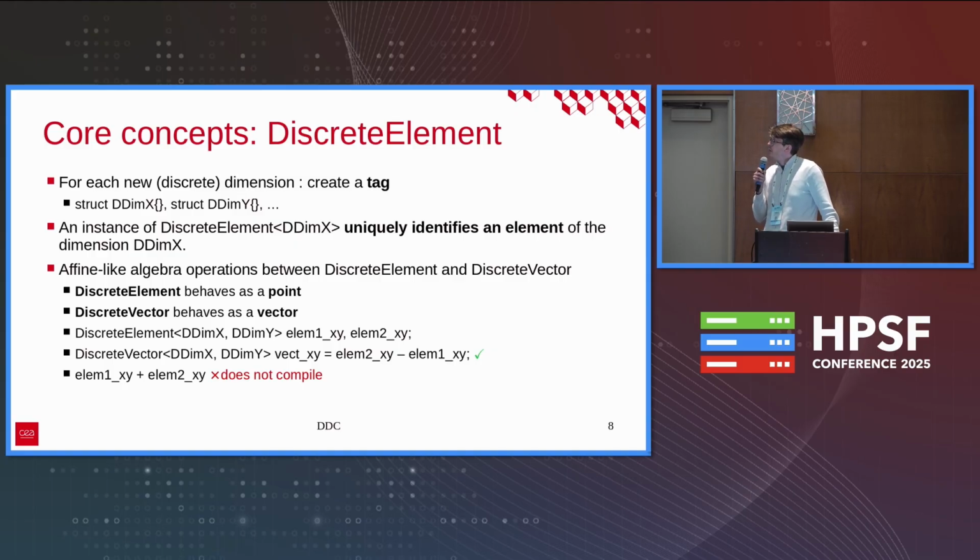As I said, we want to label dimensions at compile time, and it takes the form of defining structures for each dimension. So here, for example, we have the struct ddimx and struct ddimy. These two tags will represent dimensions in the arrays. Then an instance of a discrete element will represent a unique element in the dimension, here ddimx. So you can think of ddimx as a dimension of points. An instance of discrete element ddimx will represent a unique point in this mesh.